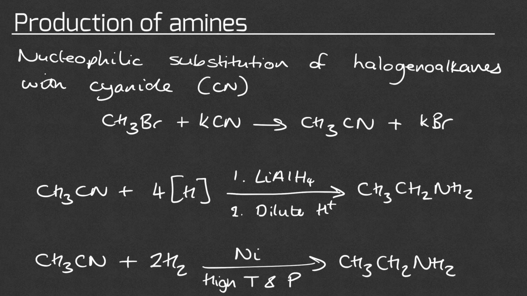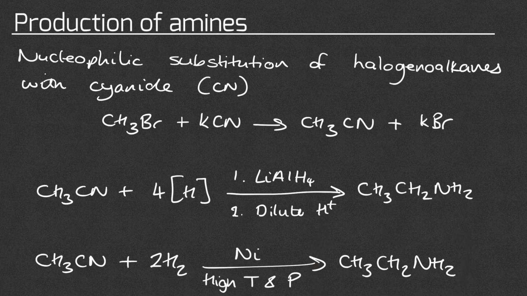Lithium aluminium hydride is a chemical we could use in the lab on a small scale. However, it's too expensive for wide-scale industrial use. In this case, we'd use catalytic hydrogenation instead. We'd react our nitrile with 2 equivalents of hydrogen using a metal catalyst, typically nickel or sometimes platinum, at a high temperature and pressure, and this would give us our same end product.